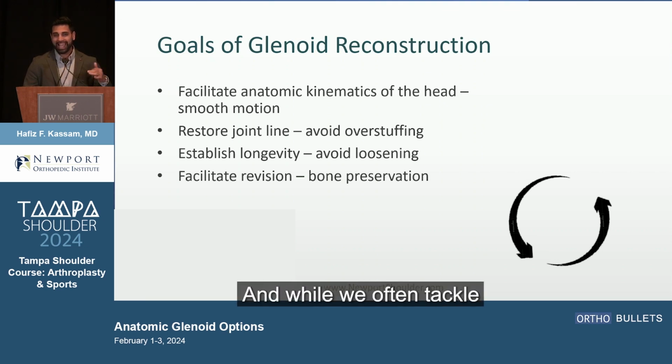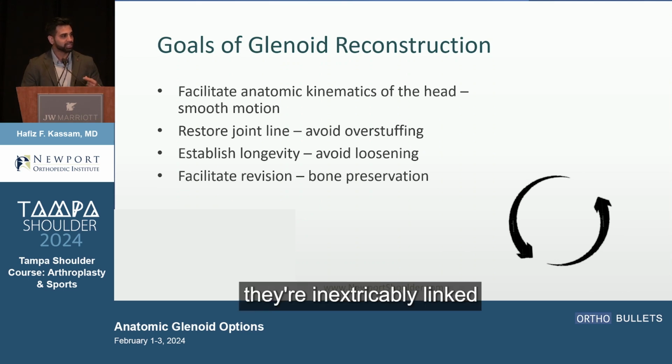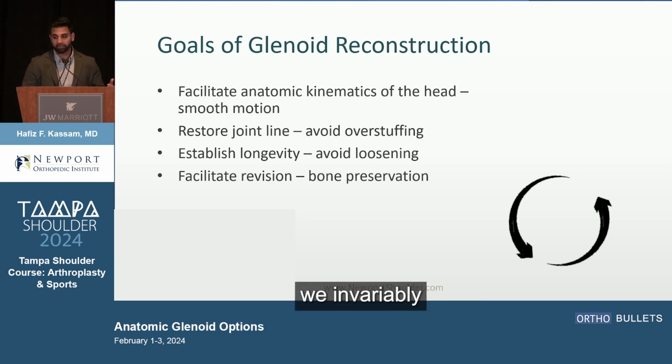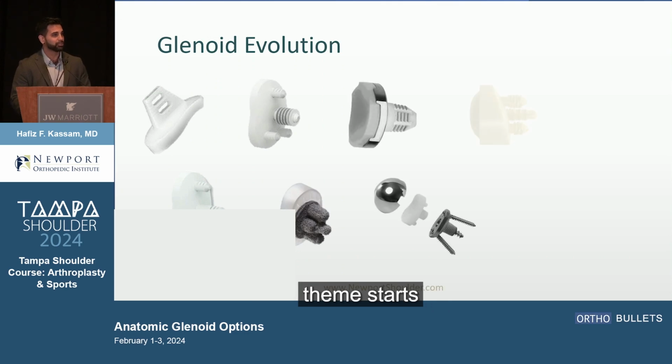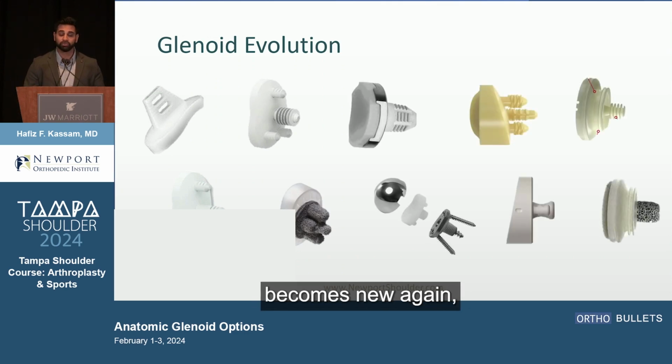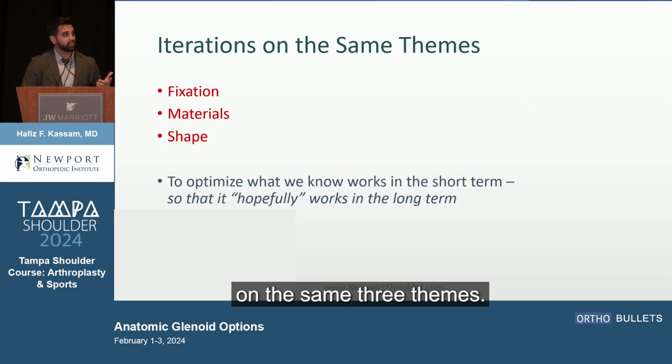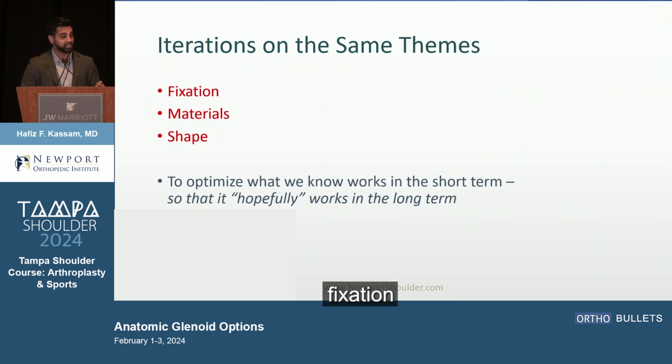And while we often tackle these things in isolation, we realize that they're inextricably linked. When we try to optimize one, we invariably affect the other, sometimes not with good results. And when we look at the evolution of glenoids over time, this cyclical theme starts to make sense, right? Because what was old becomes new again, and we end up iterating on the same 3 themes. We try to optimize fixation, materials, and shape so that what we know works in the short term hopefully starts working in the long term.